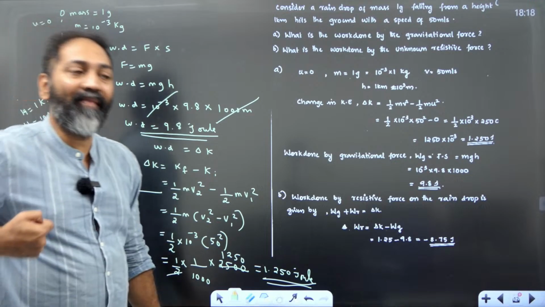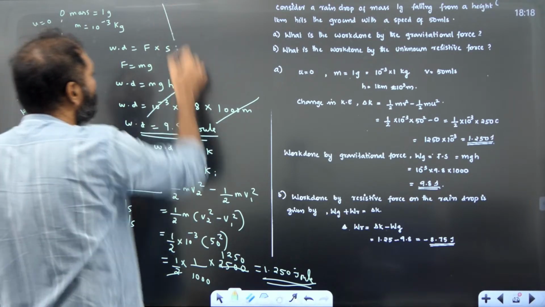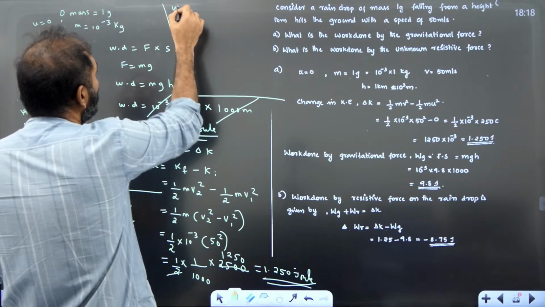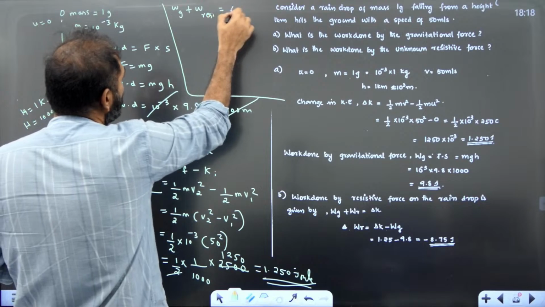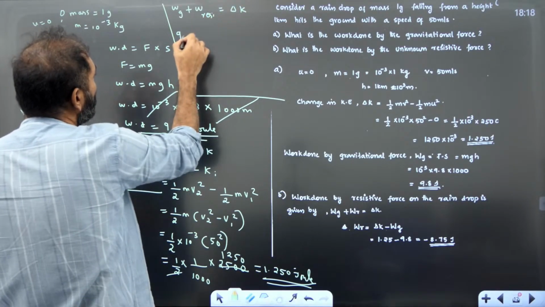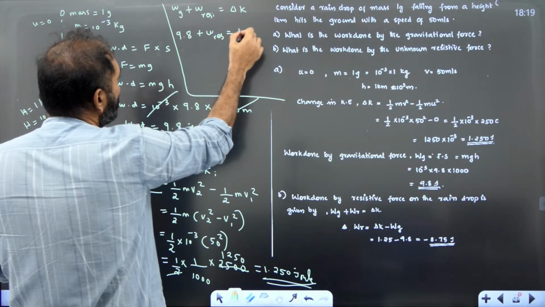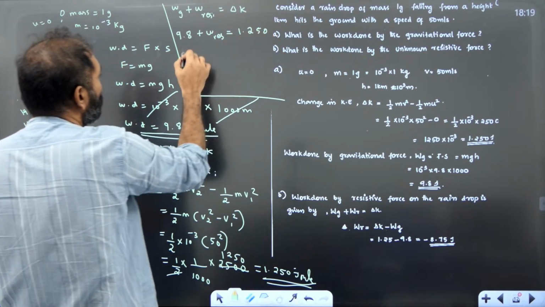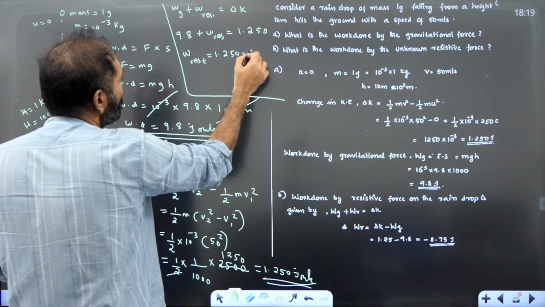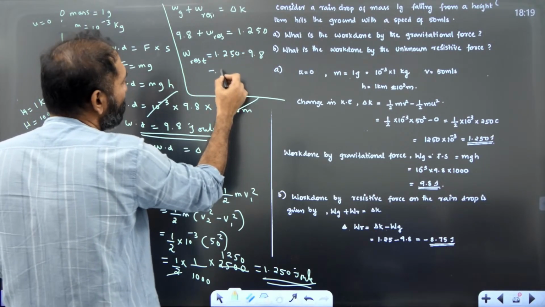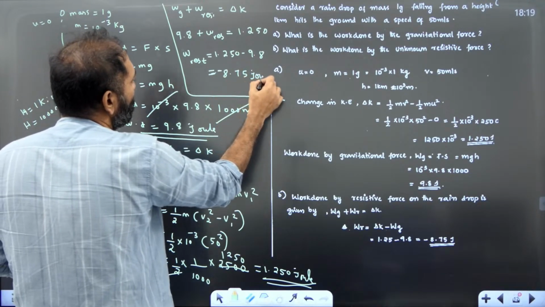So there is some extra work done to overcome the air resistance. So I would say work done by the gravitational force plus work done by the resistive force is equal to changing kinetic energy. Work done by gravitational force is 9.8. Work done by resistive force we don't know. Changing energy is 1.250. So what is the work done by the resistive force? 1.250 minus 9.8. So what is the answer? Minus 8.75 joule.